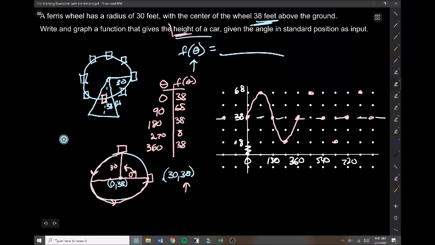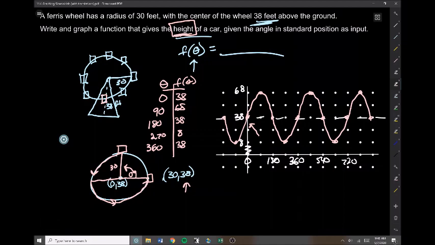Because this is asking for the height, this is a sine graph. Because the graph is starting in the middle, it's a sine graph. I'll finish it up real quick. High, middle, low, middle, high, middle, low.